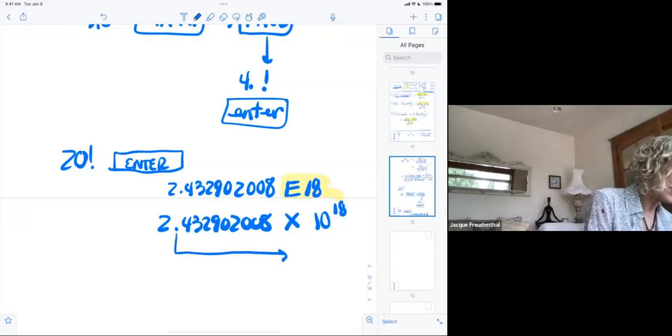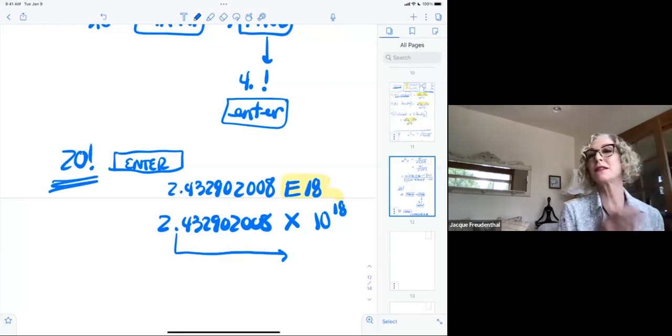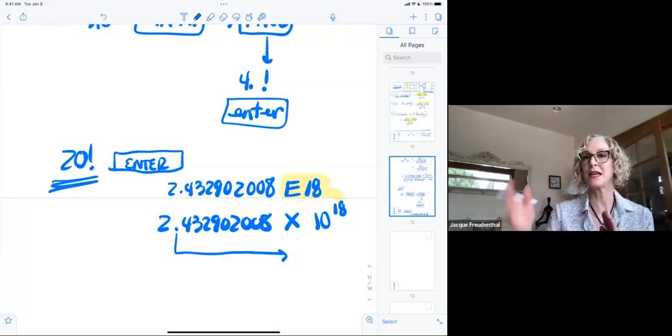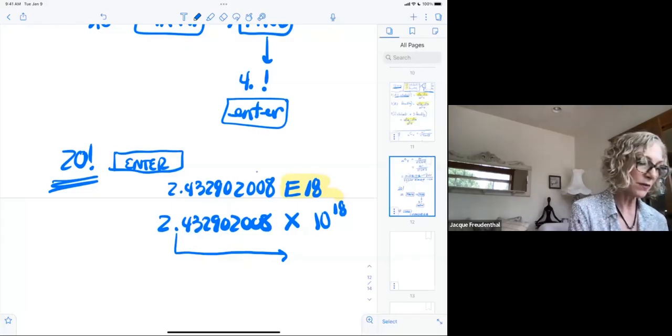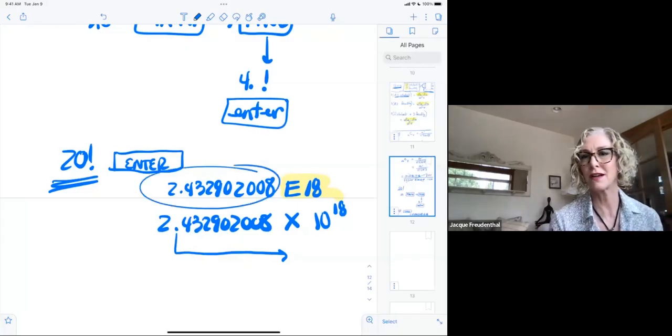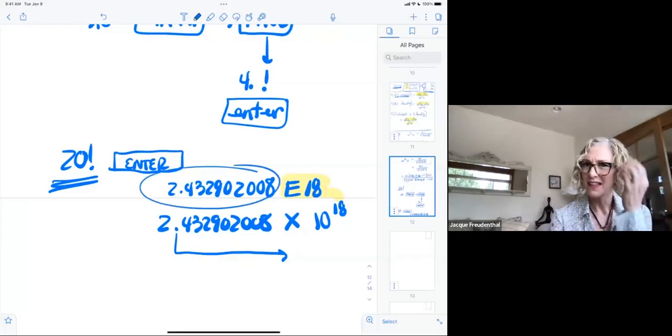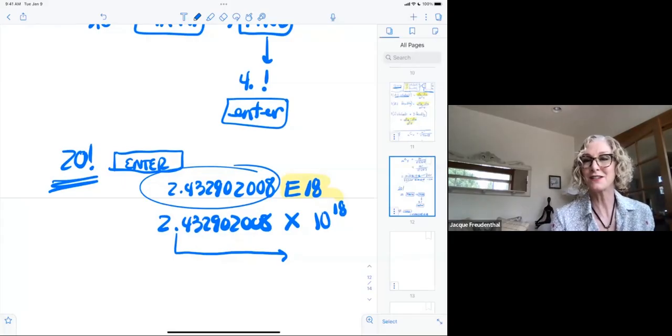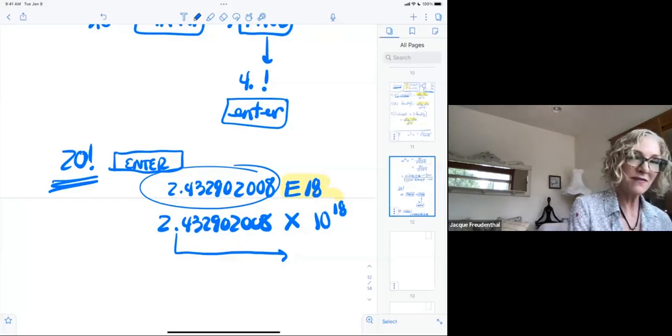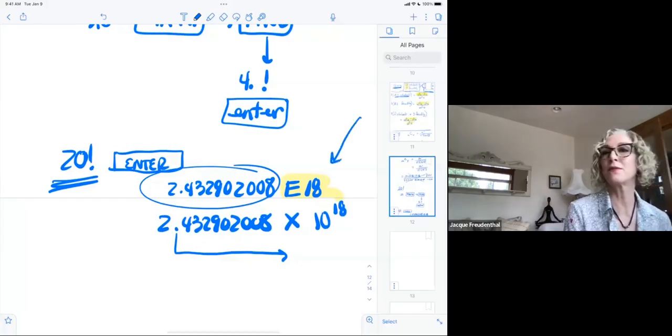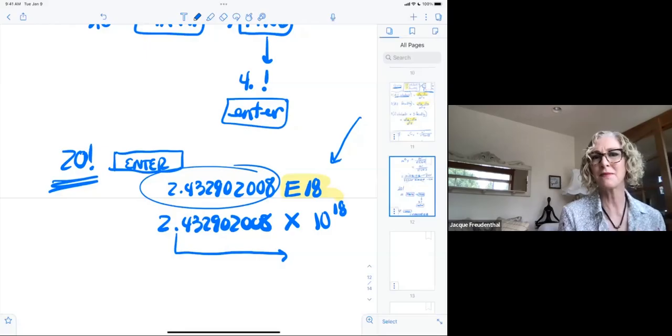But because you understand that factorial means to multiply 20 times 19 times 18 all the way down, if you wrote something like 2.4 on your paper for 20 factorial, that doesn't make sense, because 20 times 19 times 18 is going to be a huge number, not 2.4. So be very cautious of how you're reading your calculator, but you have to make sense of the answer as well. It doesn't make sense for 20 factorial if you wrote down 2.4.